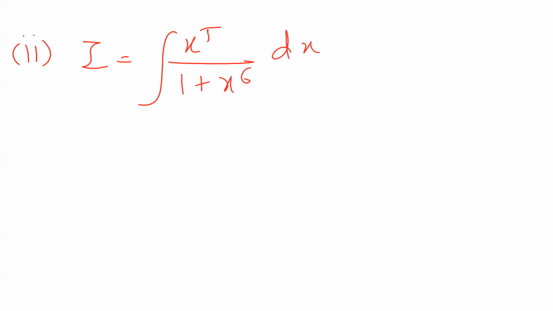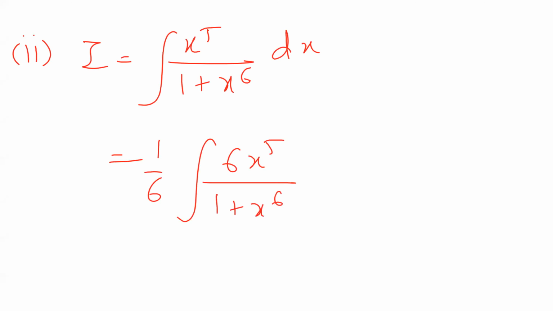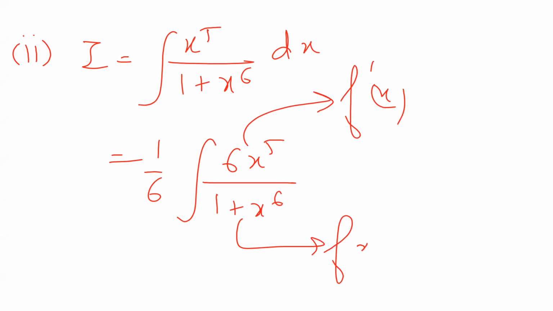So let's go to the second sub question. Integration of x raised to 5 upon 1 plus x raised to 6 dx. Now, if you take a look at the denominator, its derivative is 6x raised to 5. So like the previous problem, we can multiply and divide by 6 and then apply the f dash x upon f of x property. I'm not solving this in greater detail, but a minute adjustment was required, multiply and divide by 6, so that we can apply the property.